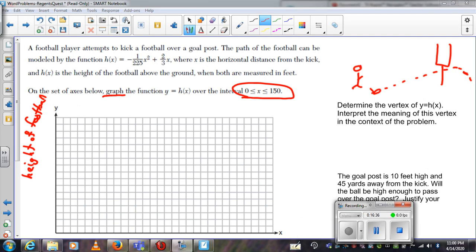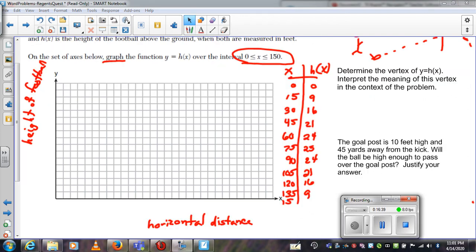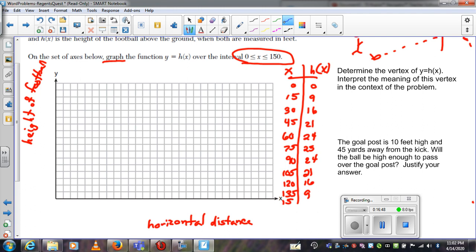Okay, I'm going to pause the video so I can do that. Okay, so I made a nice list from using my graphing calculator. I can see that my vertex is right here, so that's going to be my max height. And now what I'm going to do is I'm going to figure out how to graph this. I have to go from 0 to 150. Believe it or not, there's actually 30 boxes here.